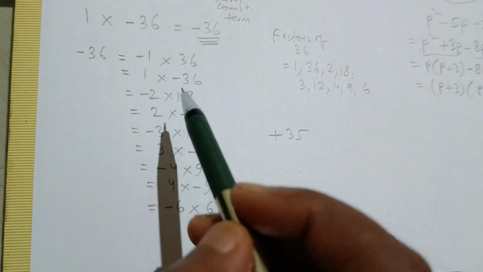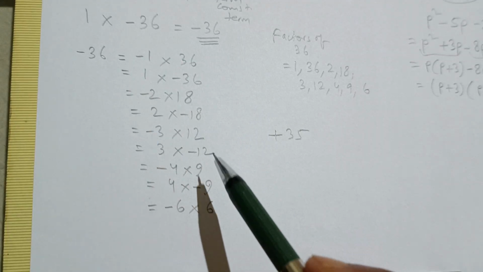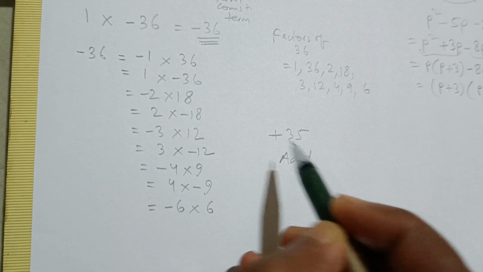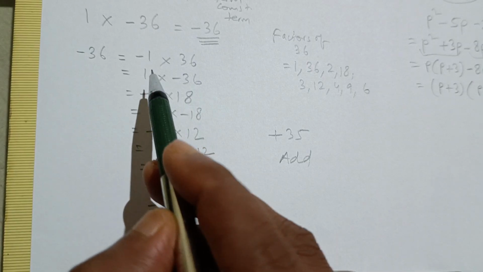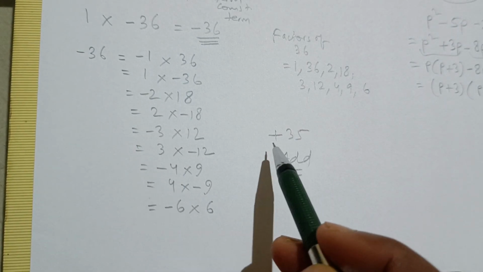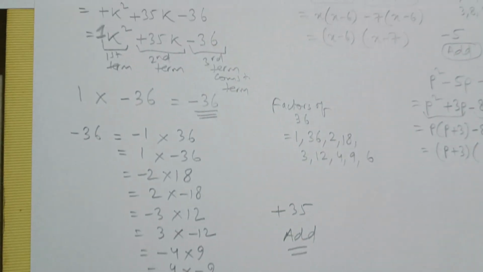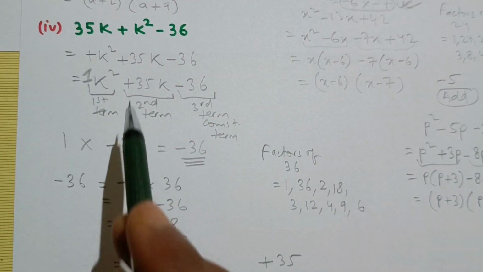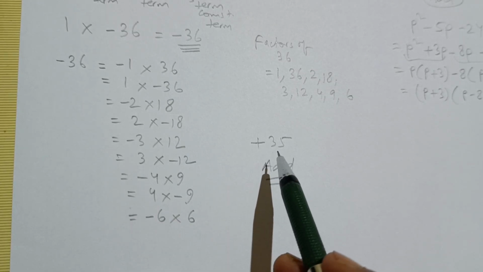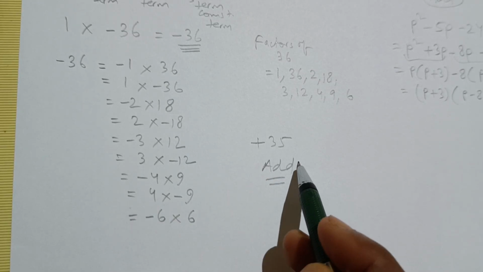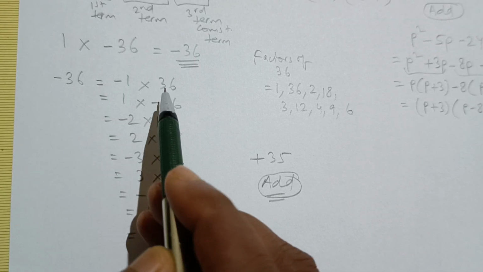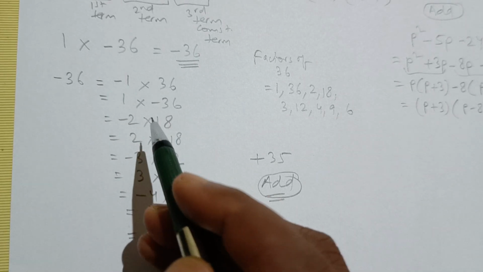So you have to look at all these pairs and you have to add them. You have to see which pair, when you add them, gives you plus 35. Remember, you have to add them. Okay. So first let us look at this and then let us continue from here.